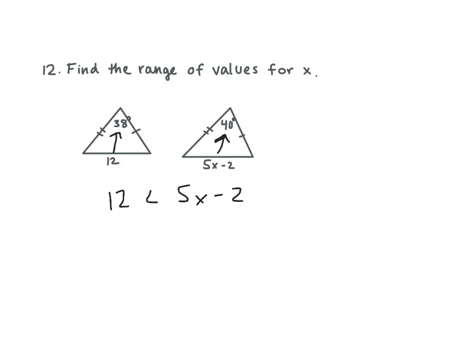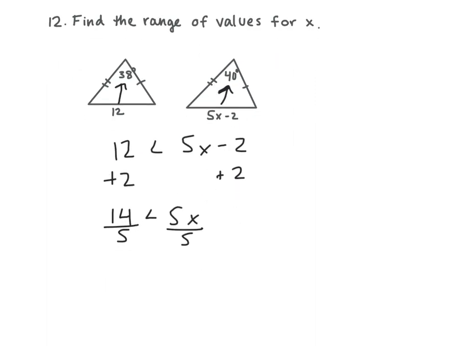Perfect. So then you add 2 on both sides. And then you get 14 is less than 5x. And then you divide 5 on both sides. But they aren't, what's the word for that? Divisible? They're not divisible, so it's just x is greater than 14. Perfect.